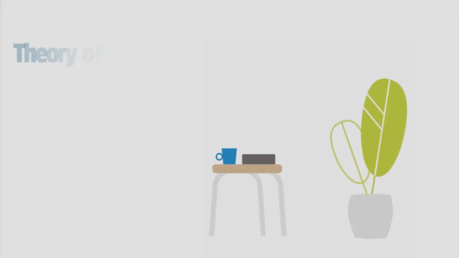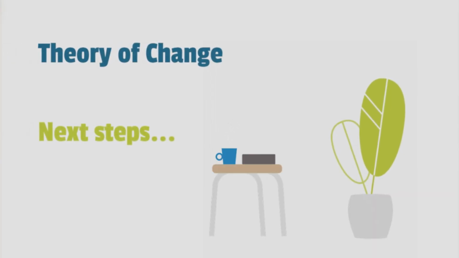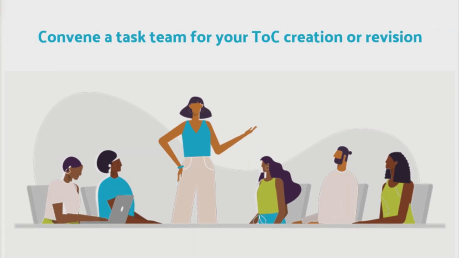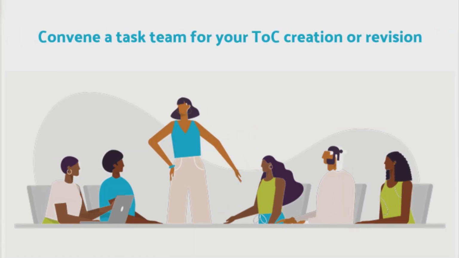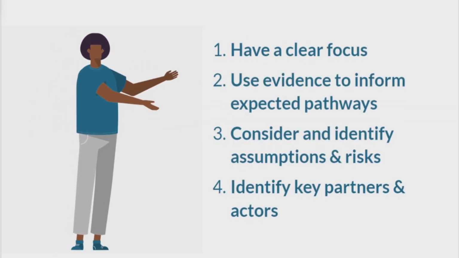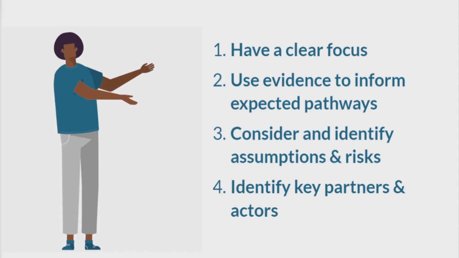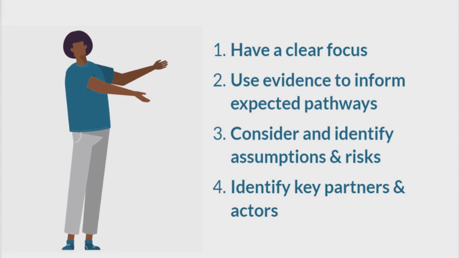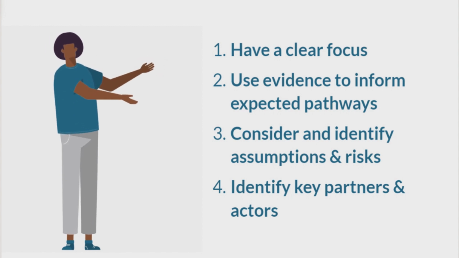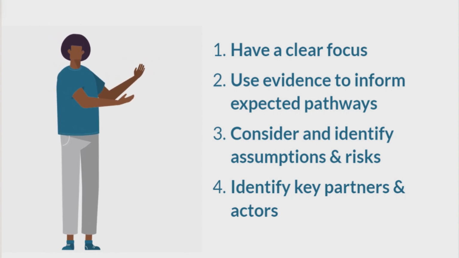In summary, here are the next steps for your TOC process. First, convene a task team for your theory of change creation or revision. Apply the learning here to assess whether your theory of change has a clear focus, uses evidence to inform expected change pathways, considers and identifies assumptions and risks, and lastly, identifies key partners and actors that will contribute to the ultimate outcome being achieved.